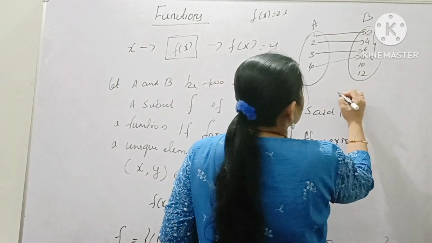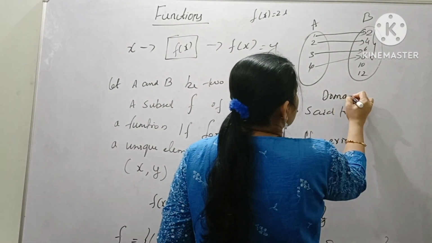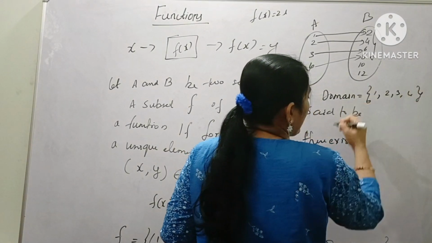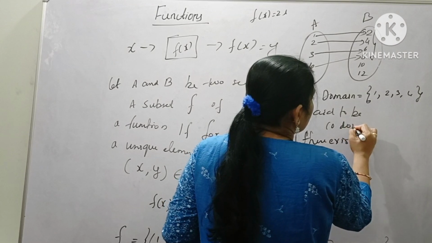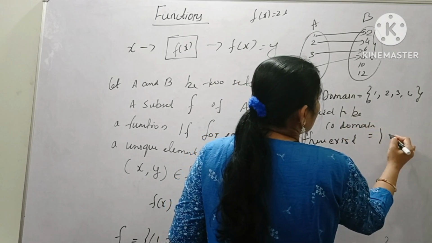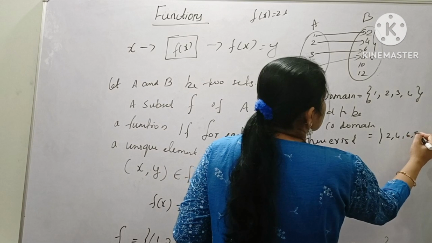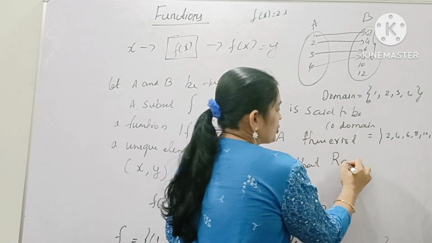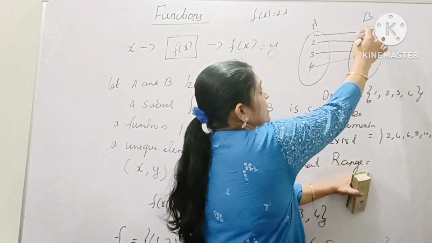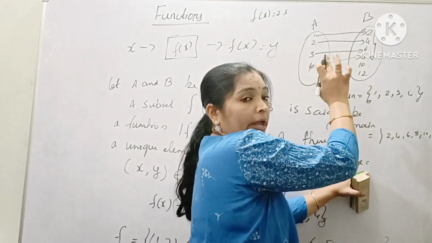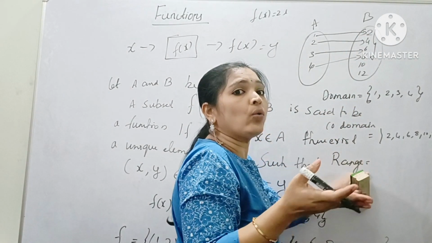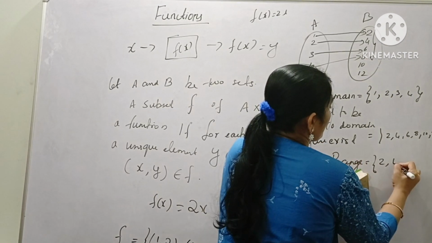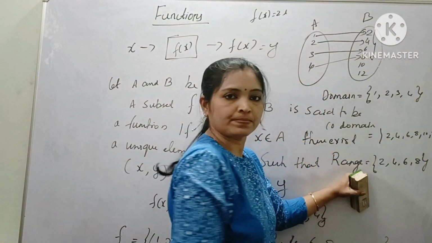Here the domain is equal to 1, 2, 3, 4. The codomain is equal to 2, 4, 6, 8, 10, 12. Then what is the range? The range is only 2, 4, 6, 8. The range is those elements that have pre-images. That is 2, 4, 6, 8.